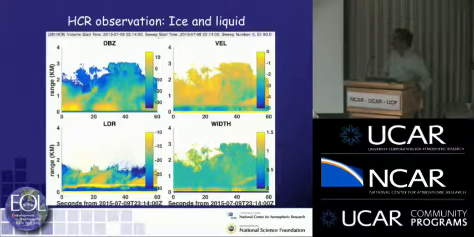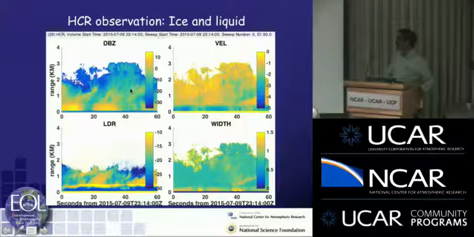This is an example of measurement. It shows the stratiform cloud. The four panels here show the time as the aircraft flew above. This is basically the nadir pointing; the aircraft is looking down in this case. So we have the dBZ measurement, the velocity measurement, the cross-pole LDR measurement, and the spectrum width measurement.